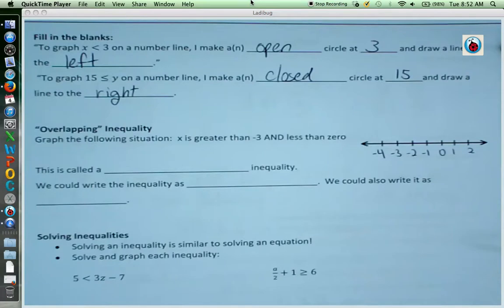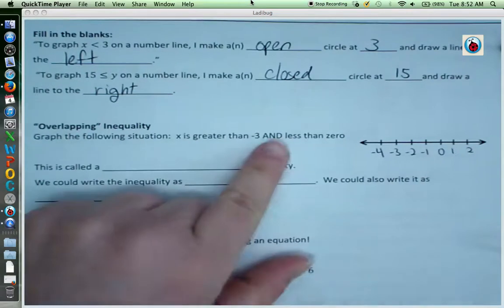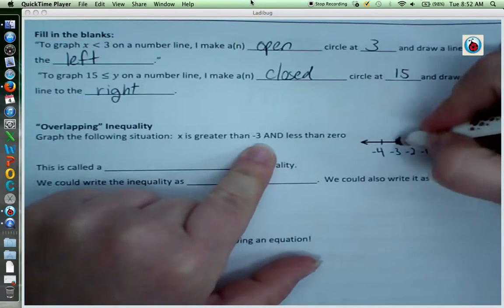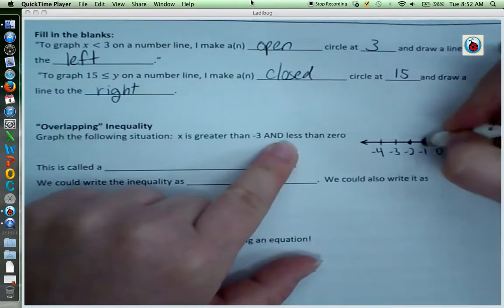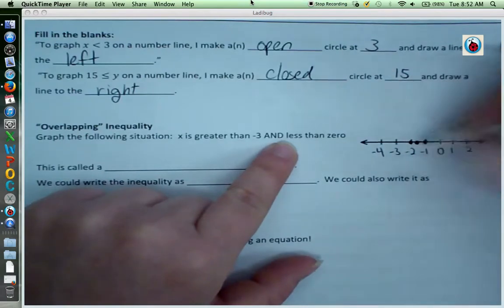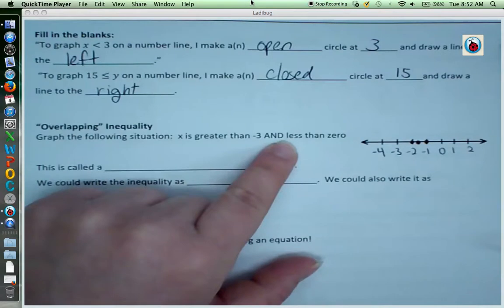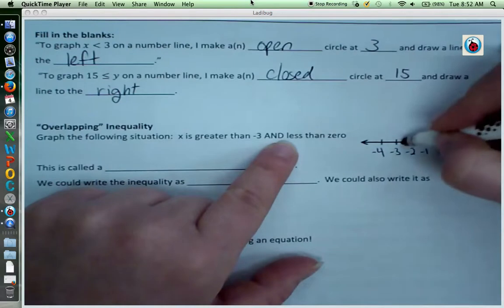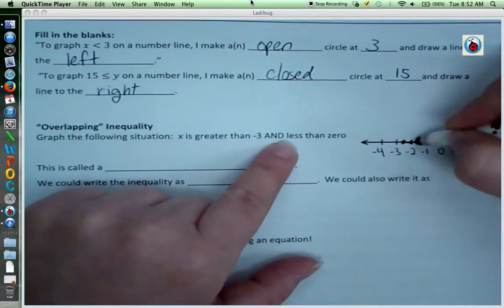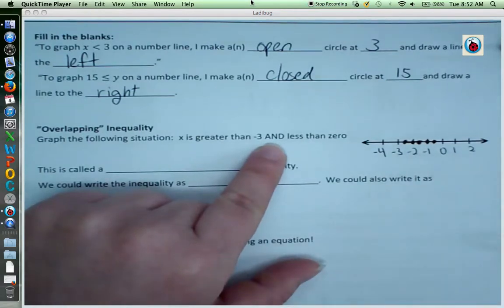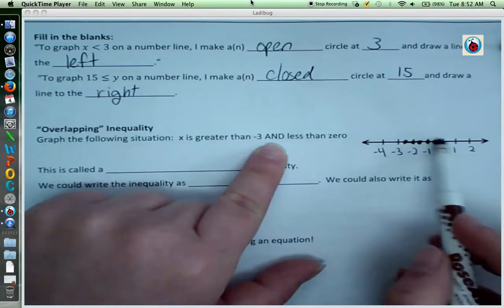So I want to think about all the numbers that are greater than -3 and also at the same time less than 0. So -2 is greater than -3 and less than 0. -1 is greater than -3 and less than 0. How about -1.5? How about -1/2? How about -2.5? So it looks like all these numbers that are between -3 and 0. Okay, so I want to shade all the numbers in between -3 and 0.